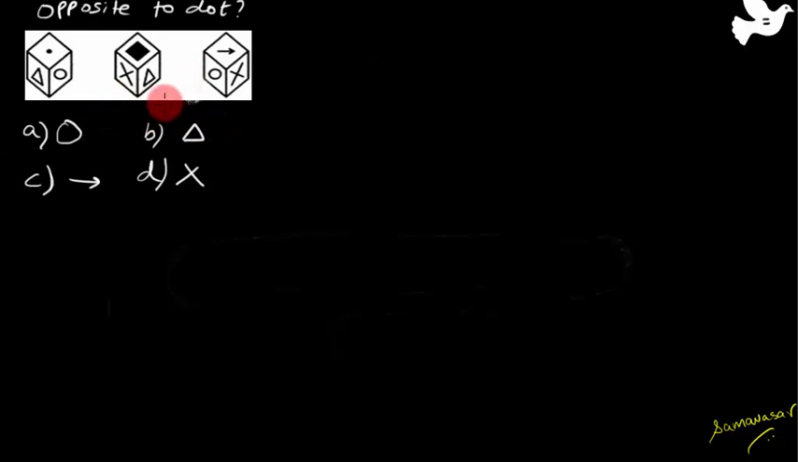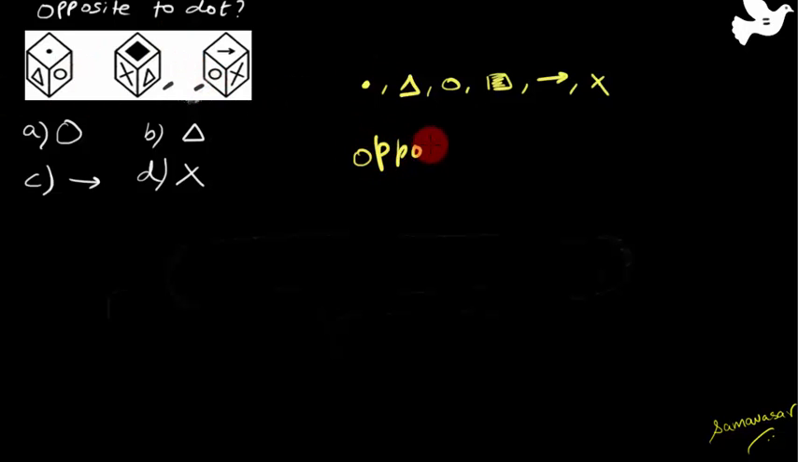Okay, now it says what is opposite to the dot. What are the symbols that I have? Let me just put them down. Dot, this, circle, square, arrow and cross. Now you can use the technique that I told you right in the beginning. I have 2 cubes here which do not have the dot. Also, there is only one symbol common between these 2 cubes, which is the cross. Everything else is unique. So this means what is opposite to the dot is cross. Simple, no calculation, nothing to be done.